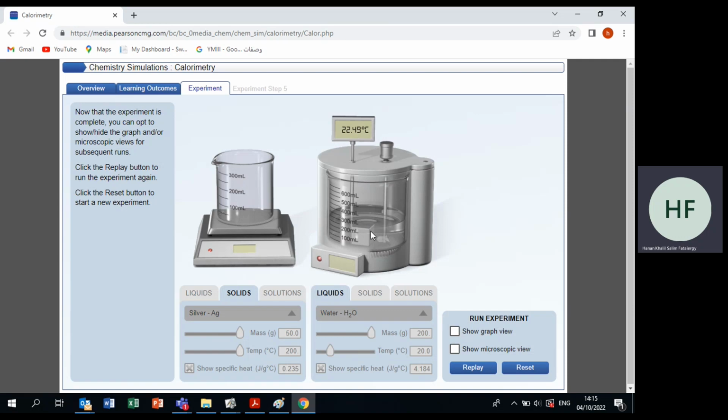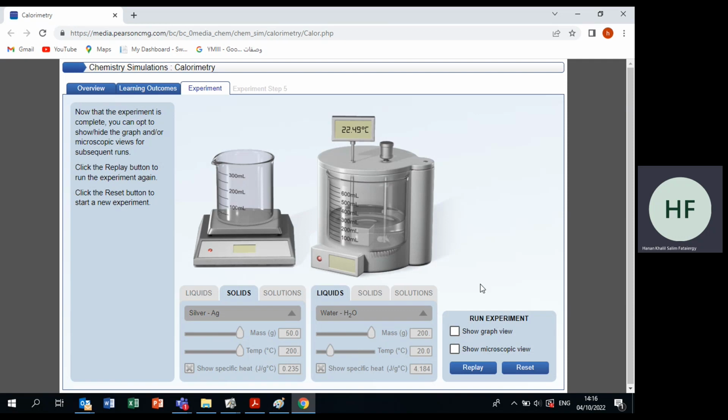Okay, you will always notice that the final temperature will be closer to water. It will not be closer to the metal. The temperature of water was 20 and now it increased only to 22, 2 degrees. Why? Because the water has high specific heat, which means it will not get hot easily and it will not get cold easily. So the final temperature will not be midway between 200 and 20. It will be closer to 20.